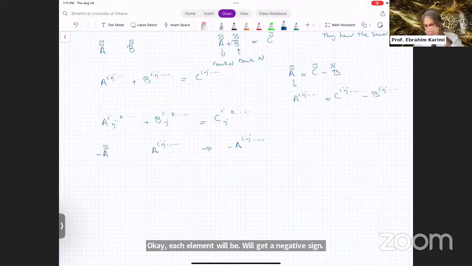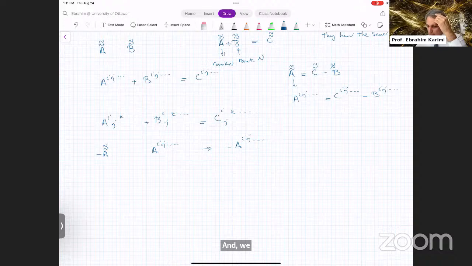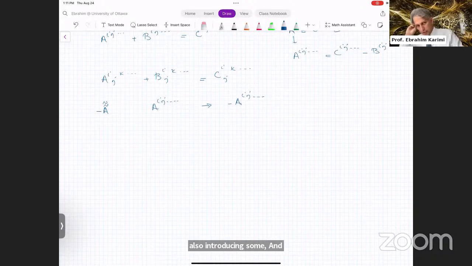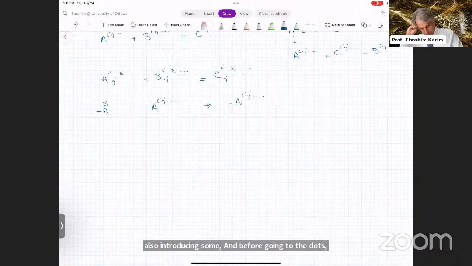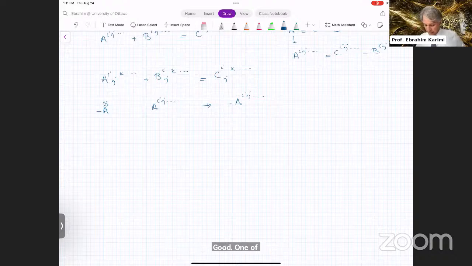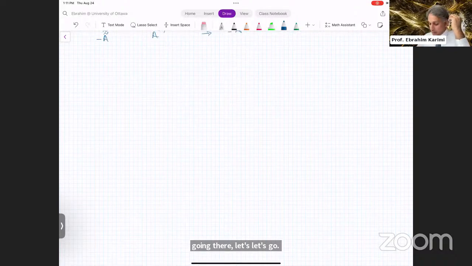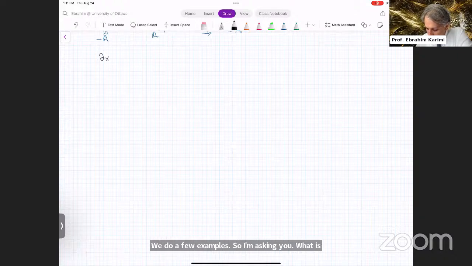So that is about the summation, and we can do a little bit of calculation and also introduce some concepts before going to the dots, which was also the question that one of the students was asking. Before going there, let's go with a few examples. So I'm asking you, what is the derivative of xi with respect to xj?